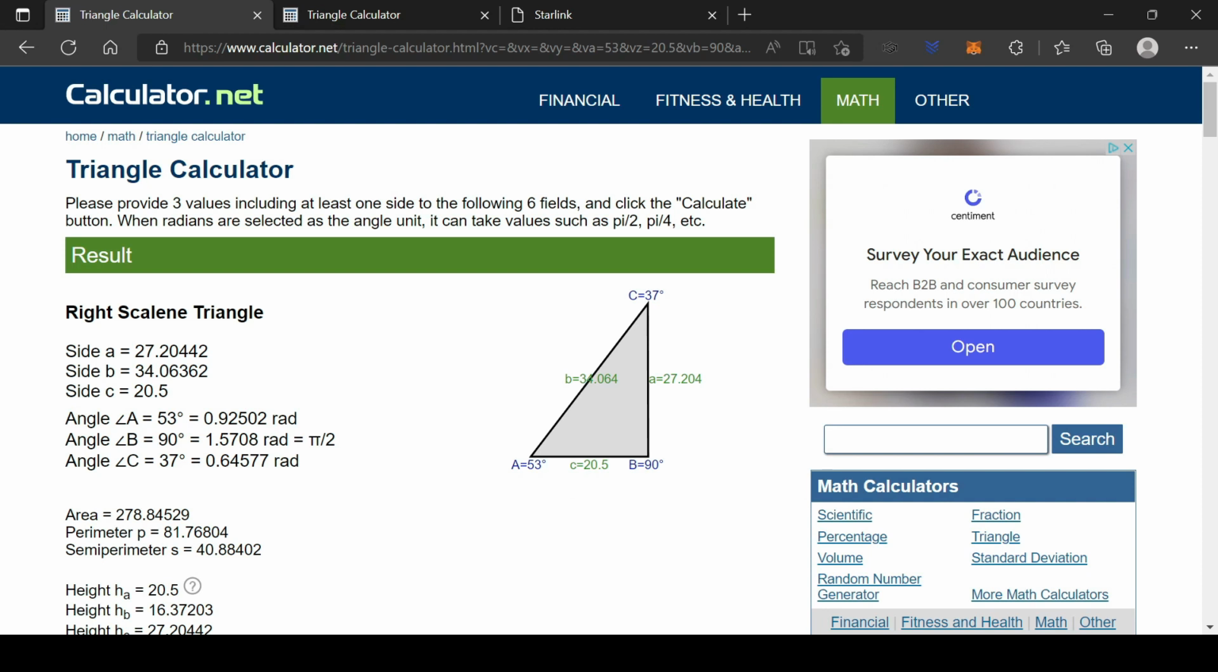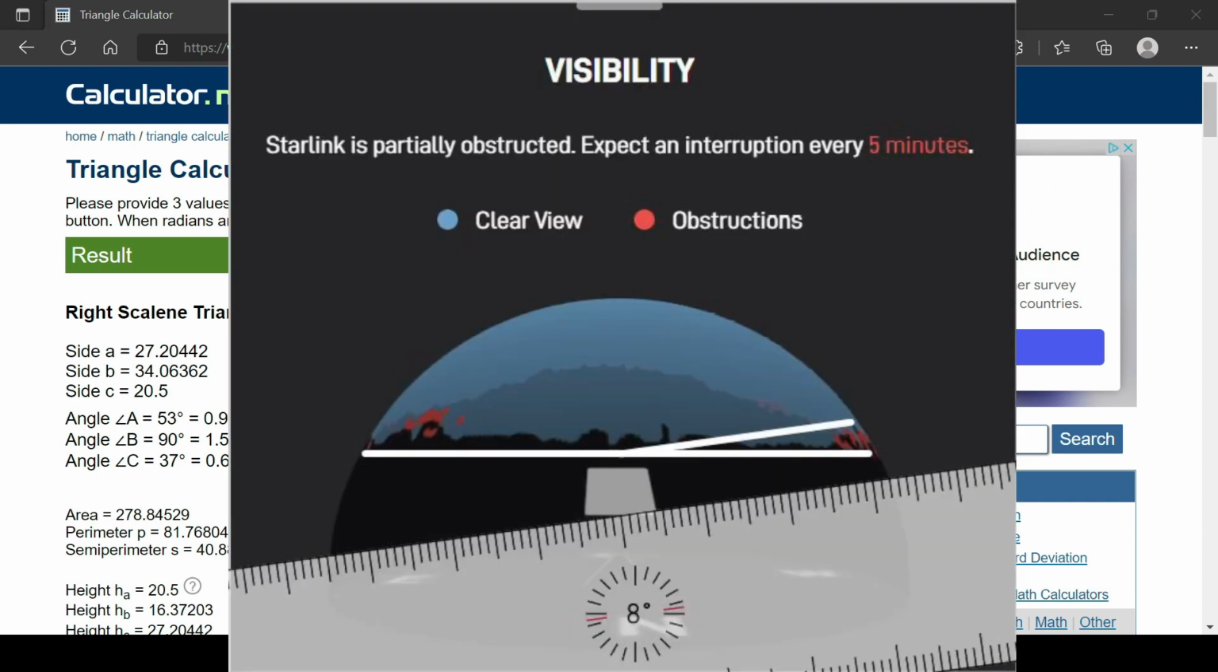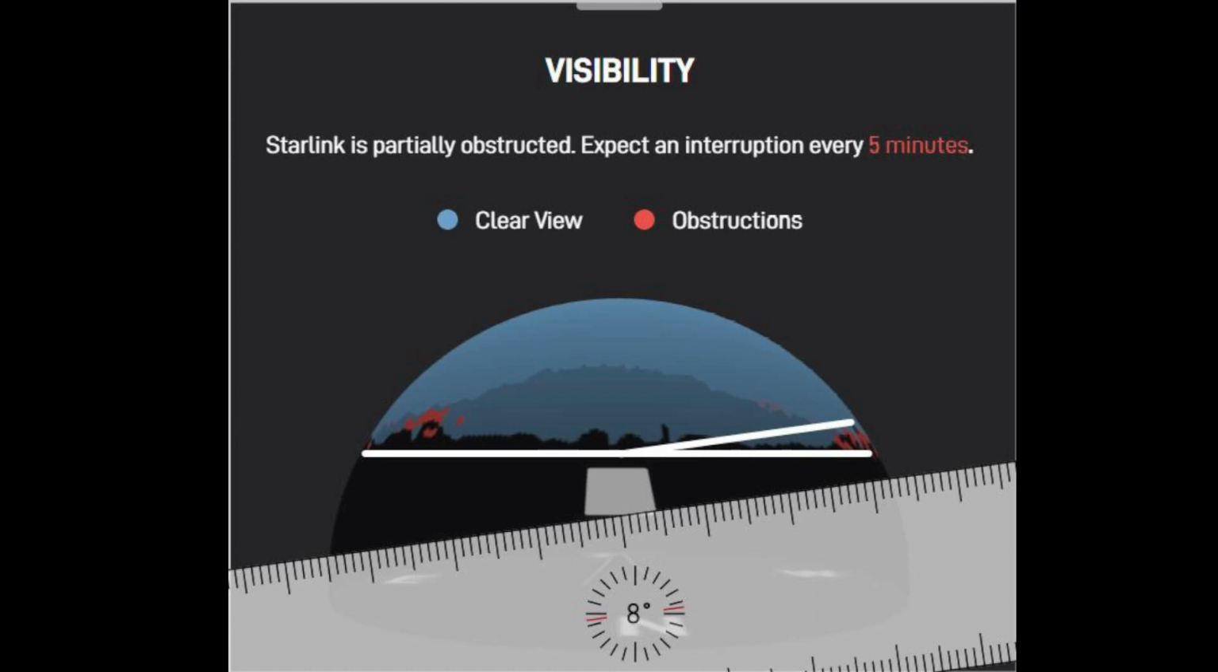What I've come up with so far is, let me show you in the visibility map. I tried to just get a baseline. I know this is not going to be 100% accurate. Just a baseline of what the angle is to that tree limb. And it's showing 8 degrees. And that's to the west.